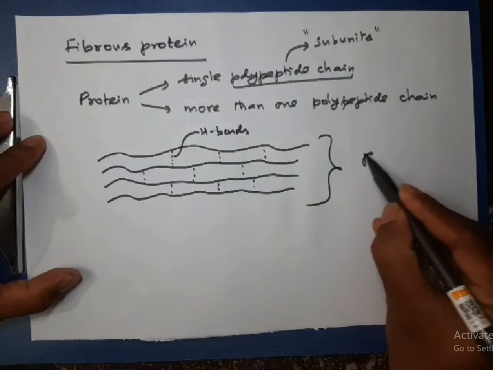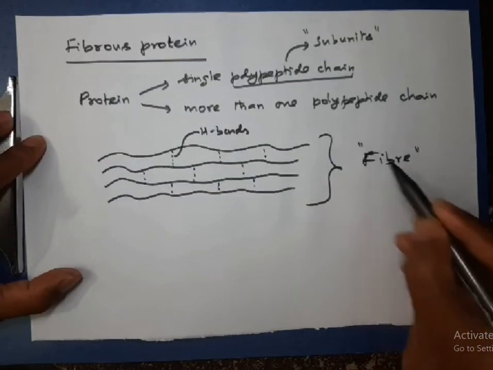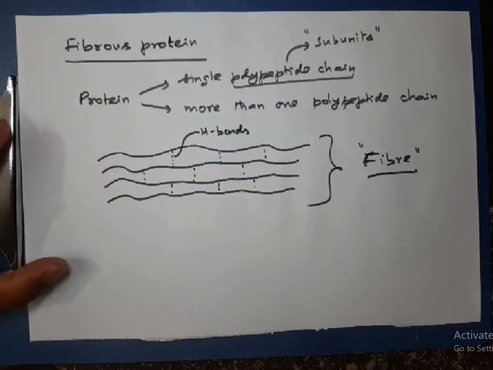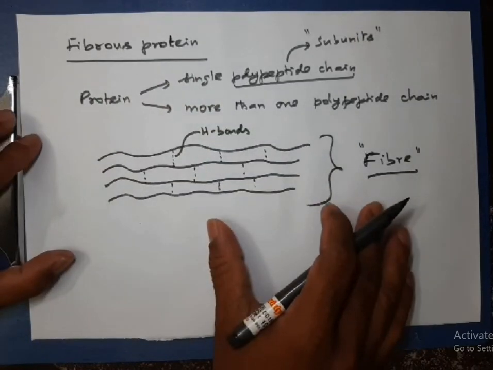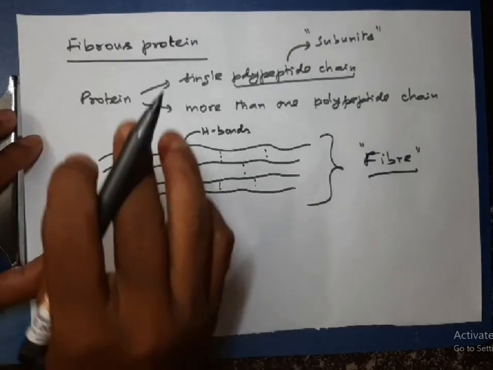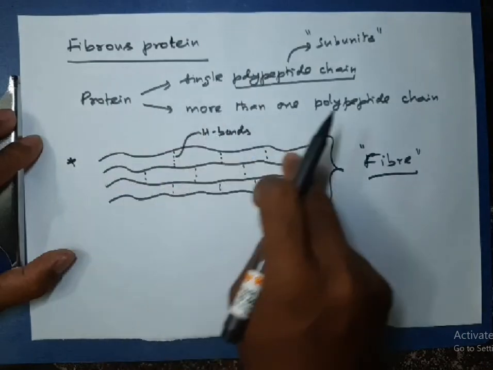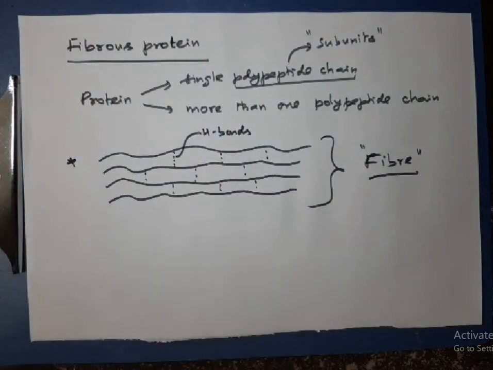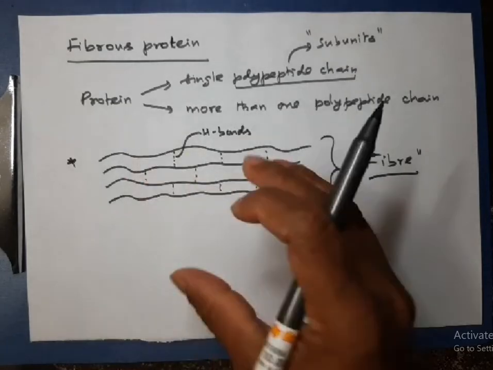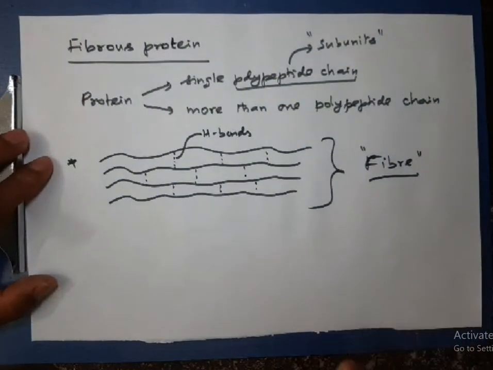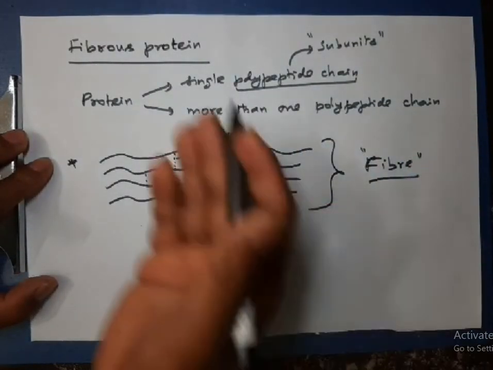It looks like a fiber. That's why it is called a fibrous protein. So keep this in mind. In fibrous protein, polypeptide chains exist in a linear manner, sidewise, one chain beside another, and between them there are hydrogen bonds. These hydrogen bonds keep them closer and make them stable, and this entire set of chains exists like a fiber. That's why it's called fibrous protein.